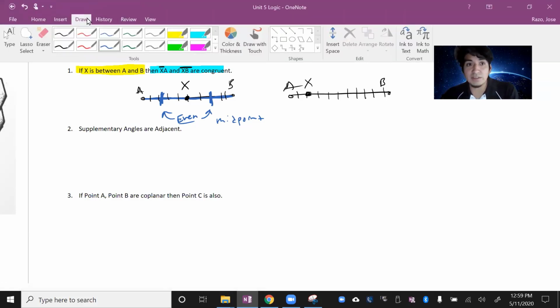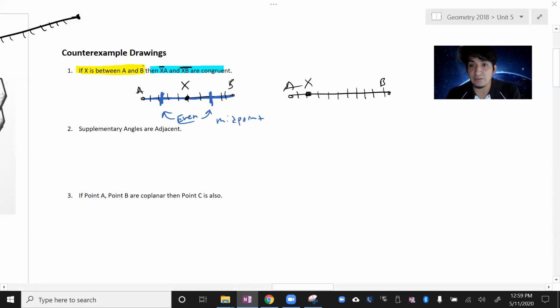If you're having trouble with that, I would suggest going back and looking over the other videos. Okay, so let's make one where it's not at the midpoint. Let's make this one right here. So I have this single tick mark. Obviously this is not as long as that over there, so these two are actually going to be different.